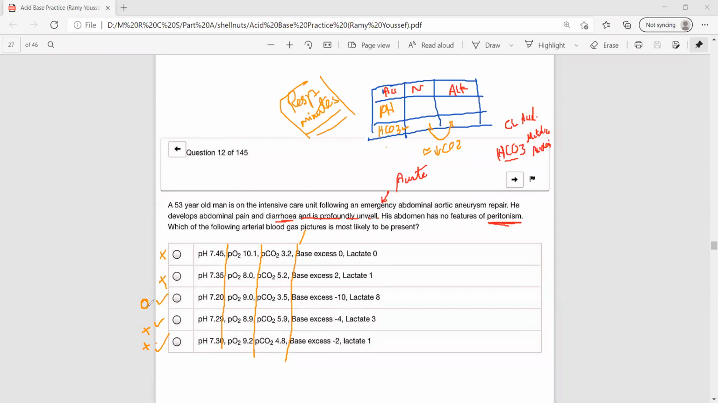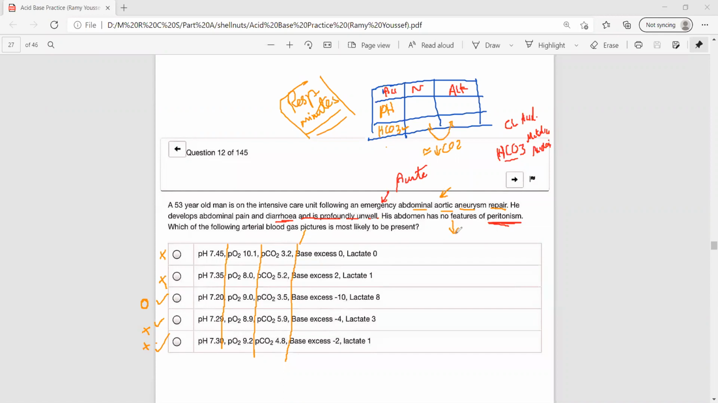But if we were expecting it to be normal or low, what do you expect this patient to have? I expect them to be having metabolic acidosis. This patient has had abdominal aortic aneurysm repair. So what complication is very common to happen to this patient? Shock.